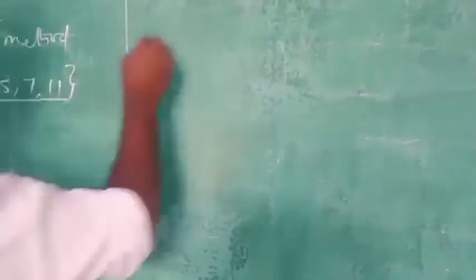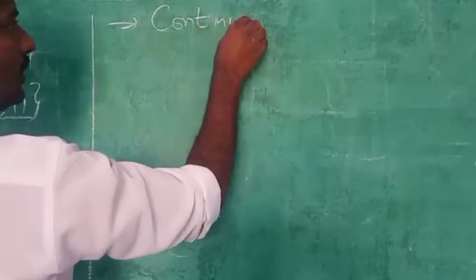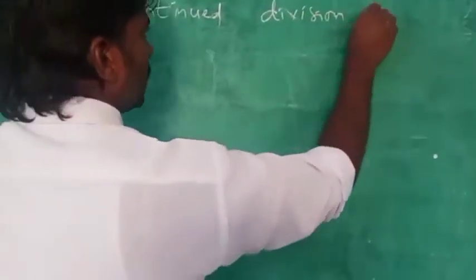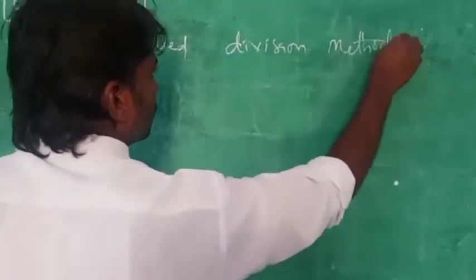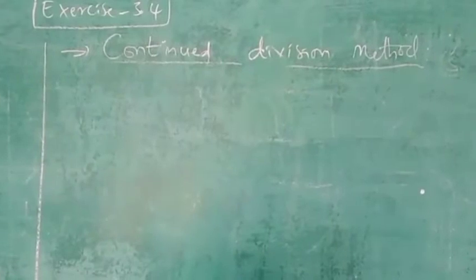So this is called the prime factors method. I explained the prime factors method. Now the second method, the continued division method. So the next topic is the continued division method. What to do here?